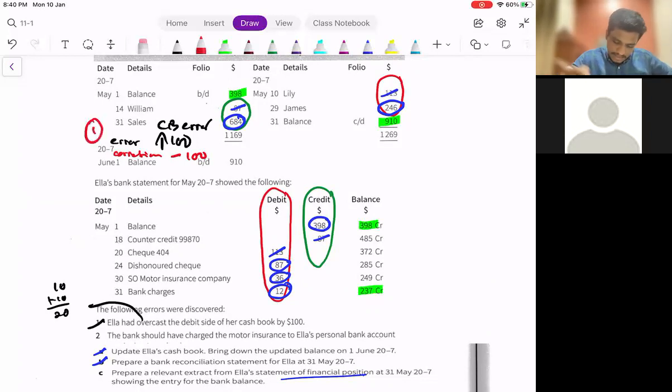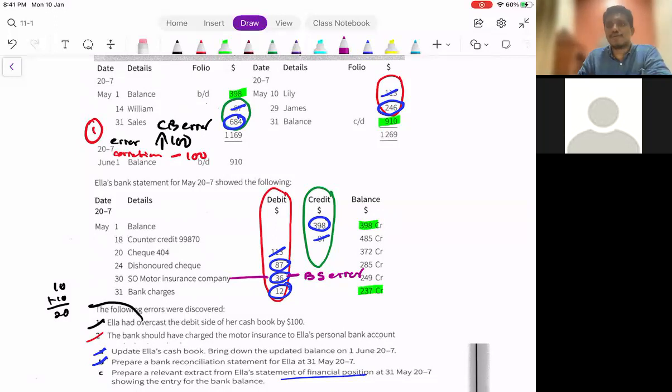That's the first thing. After that, the second one: the bank should have been charged the motor insurance for Ella into the personal account. See or not? This is the insurance they're talking about. This is the bank statement error. They're supposed to record it in a personal bank, not in the business bank. This is not a business expense. So they mistakenly charged it into the business bank statement. So we have a cash book error, and also we have a bank statement error.